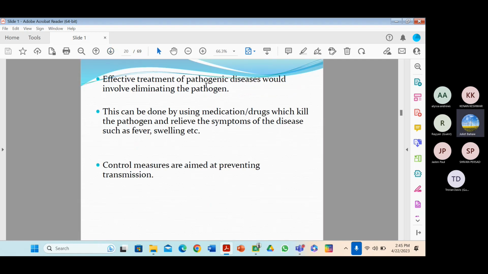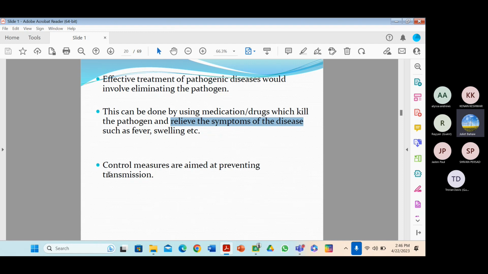Okay, so effective treatment of pathogenic disease would involve eliminating the pathogen. Once you eliminate a pathogen, there's no way you can get a pathogenic disease. Now, there are some pathogenic diseases where you could take medication or drugs. It depends on the type of disease, right? You could get some antiviral drugs, they call it. If it's a bacteria, you get antibiotics, and that will relieve the symptoms of the disease.